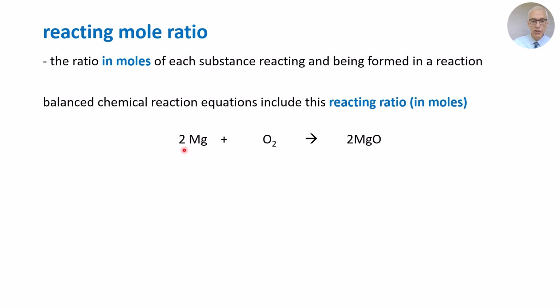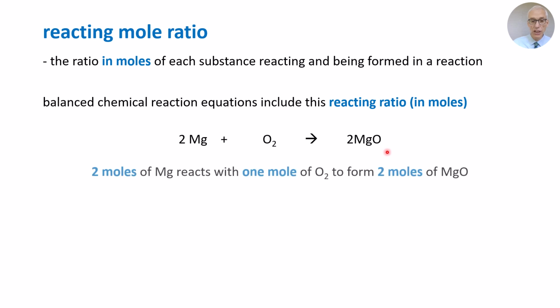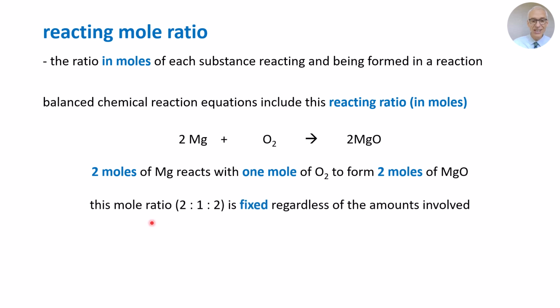So, for instance, typical equation, 2Mg plus O2 goes to 2MgO, magnesium oxide. This equation tells us that 2 moles of magnesium reacts with 1 mole of oxygen, O2, to form 2 moles of magnesium oxide. So this is our reacting mole ratio, 2 to 1 to 2. And it's fixed regardless of the starting amounts involved.